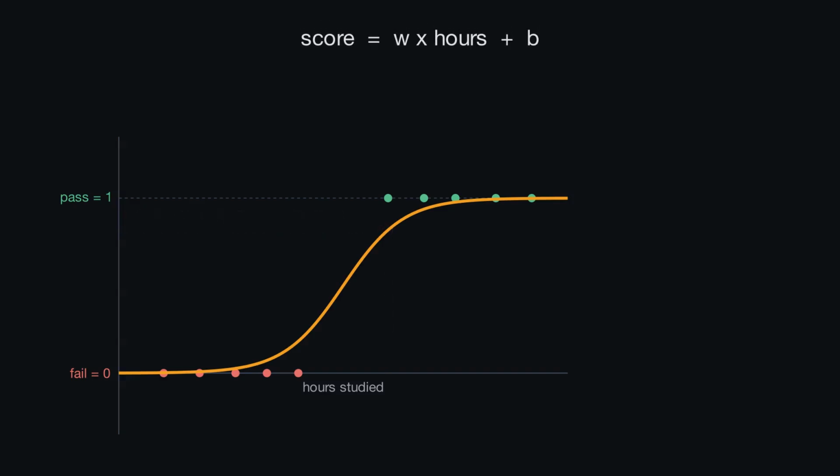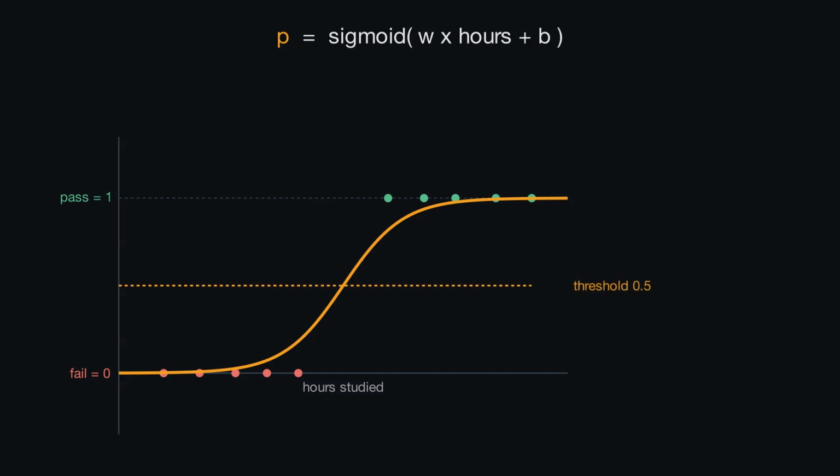So here is the whole model in one line. First, the same linear score we already know. Hours times a weight plus a starting value. This score is just raw evidence, and it can be any number. Then we wrap that score in the sigmoid. That turns the raw evidence into P, a probability between 0 and 1. Linear evidence in, clean probability out. That is logistic regression.